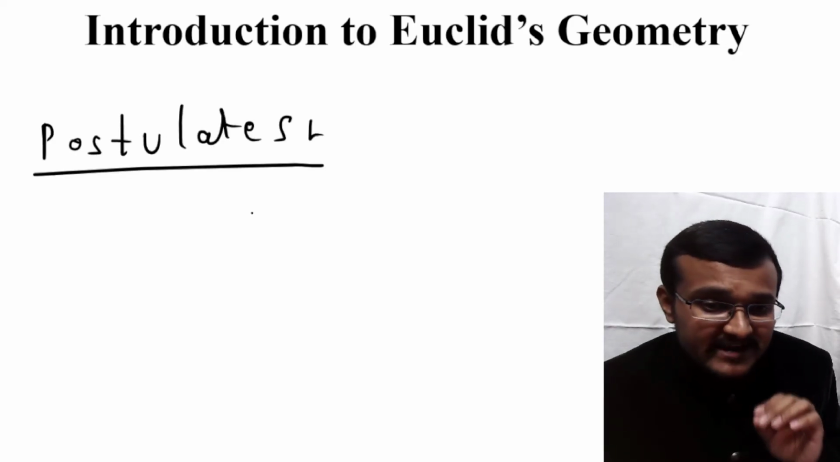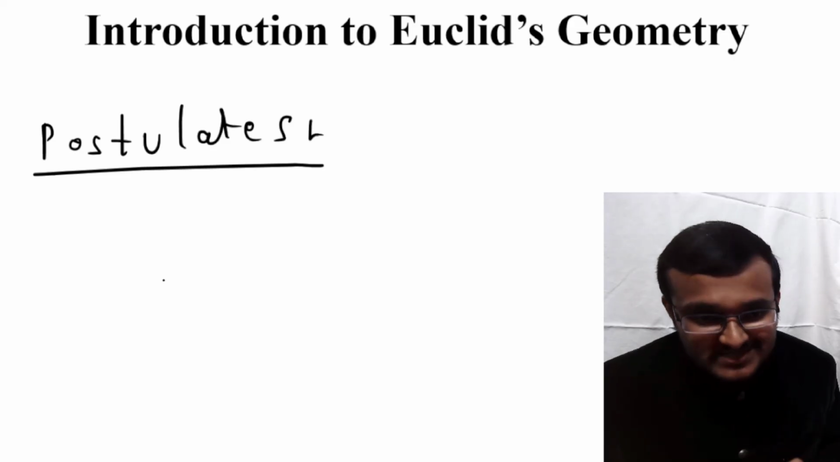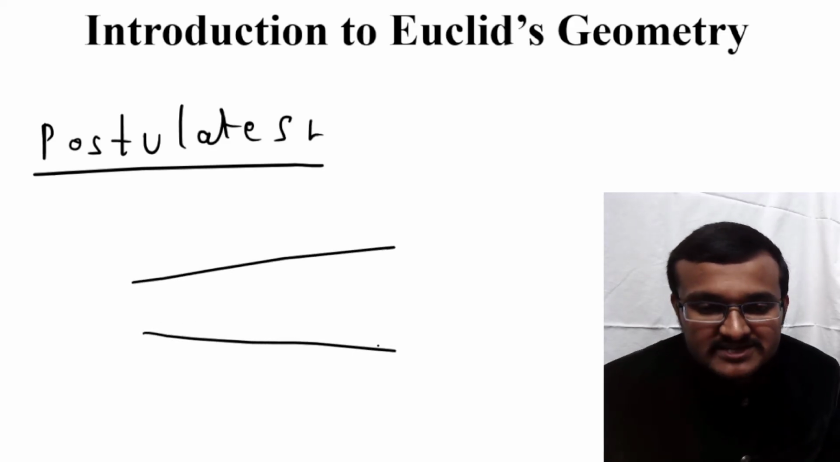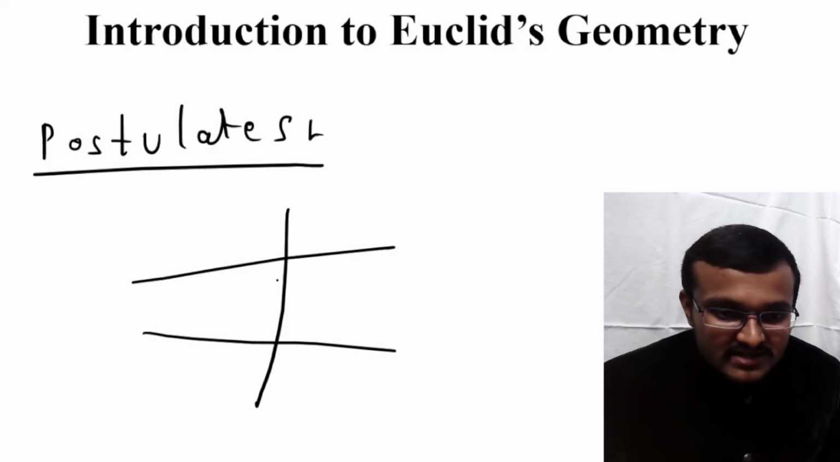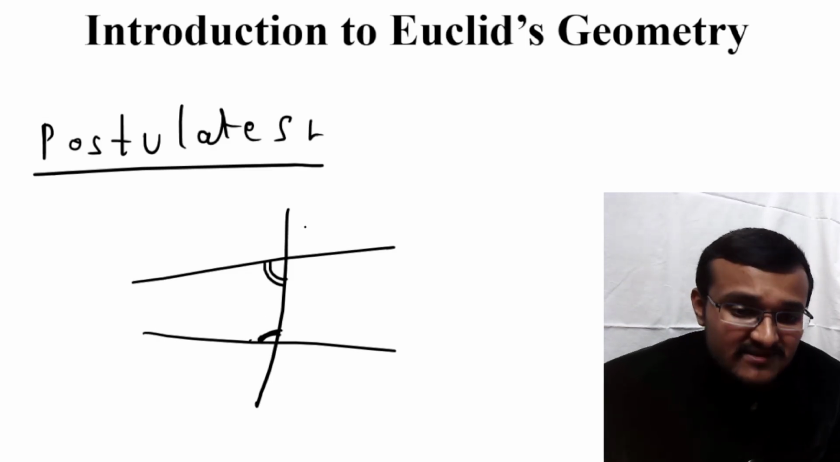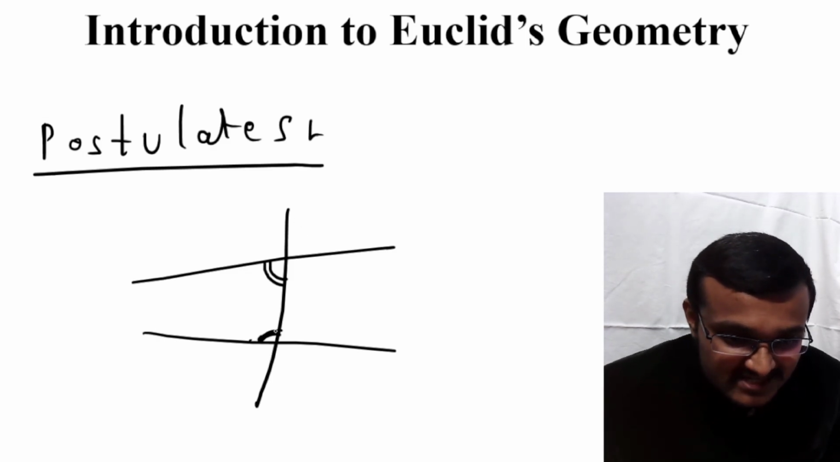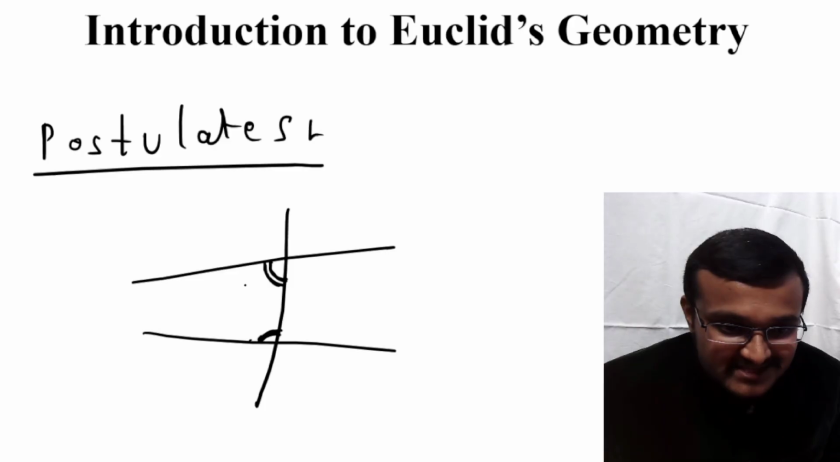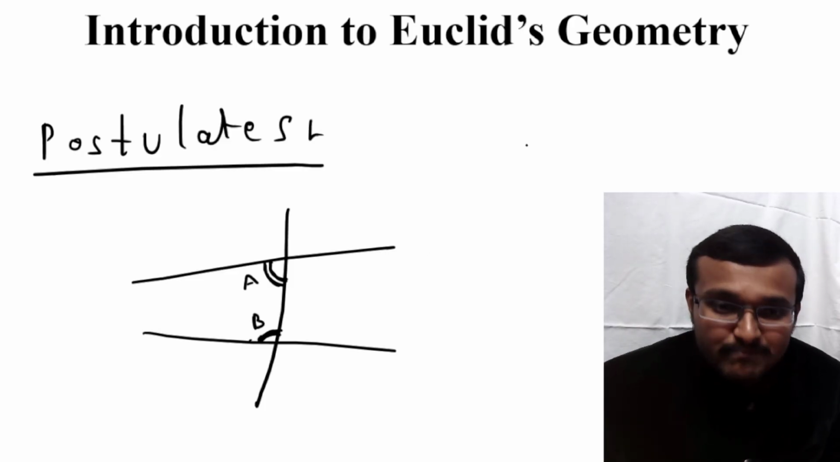In postulate 5, what Euclid assumes is that if you draw an intersecting line across two different straight lines like this, there will be interior angles created with respect to the first straight line and with respect to the second straight line. If you add these two interior angles, let me call this angle A and let me call this angle B.